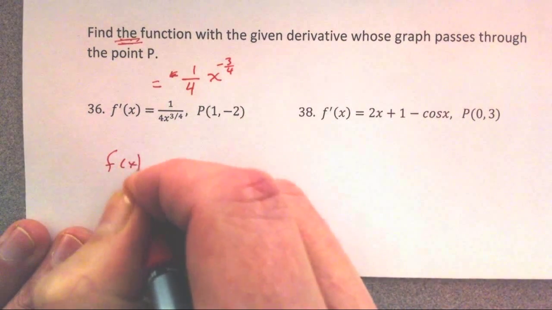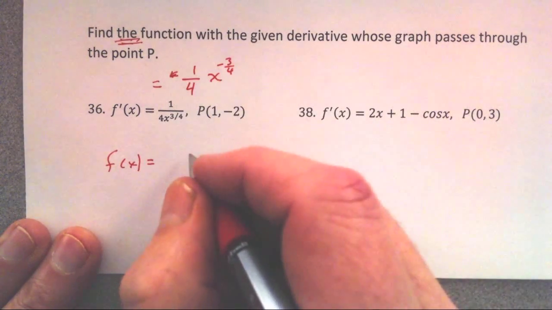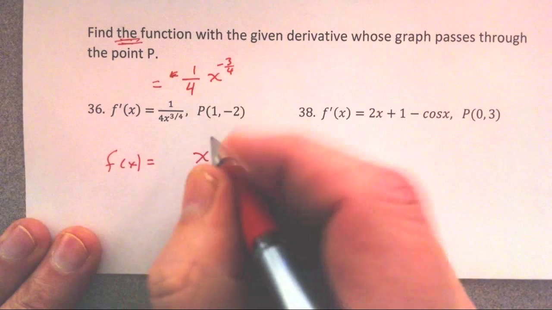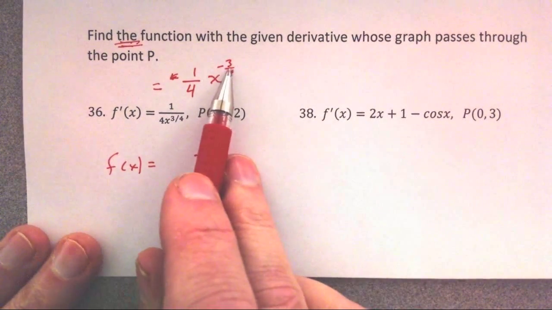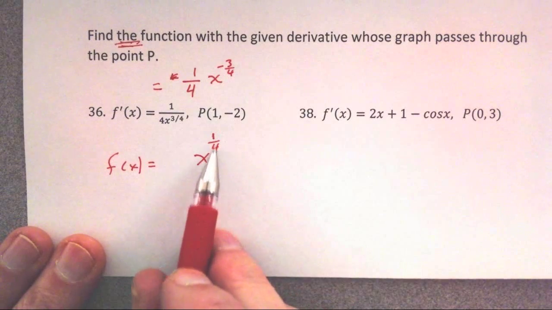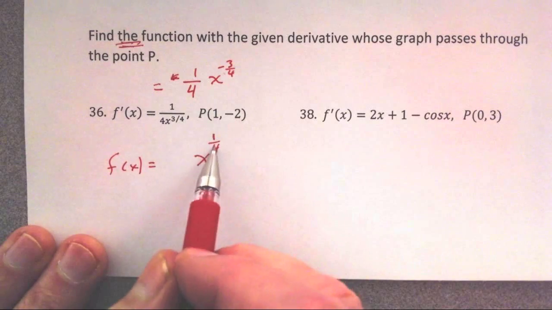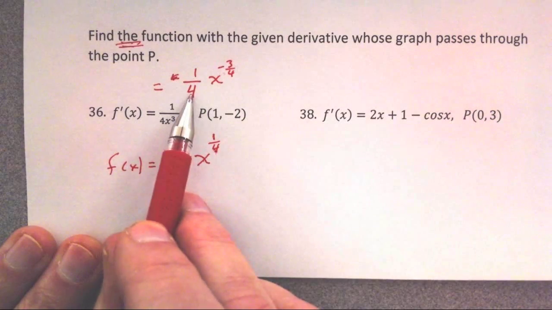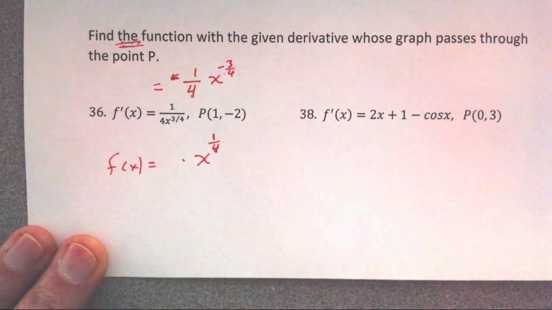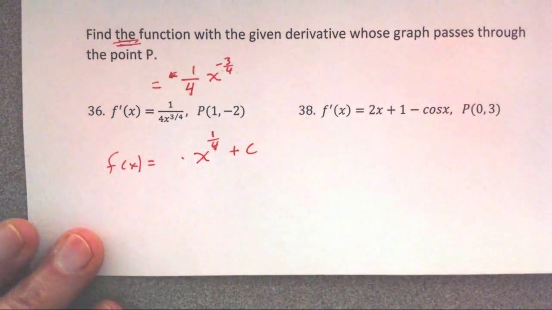So f of x could be some fraction times x to the 1/4. So when I take the derivative, I would get a negative 3/4 up here, 1/4 minus 3/4. I'm just adding 1 to this. Now, let's take a look. Do I have to adjust? Well, no, the derivative of x to the 1/4 is 1/4 x to the negative 3/4. So we got it, but there's all of them.